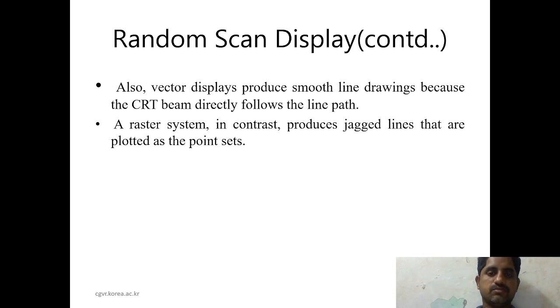Also, a vector display produces smooth line drawings because the CRT beam directly follows the line path. So whenever the user draws, the CRT beam flows directly along the line, and in that way we say that it produces smooth line drawings. Next, a raster system, in contrast, produces jagged lines that are plotted as point sets.